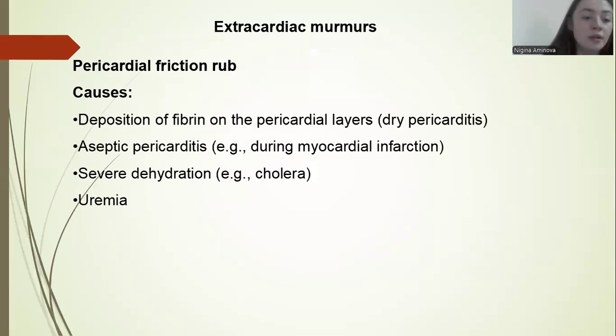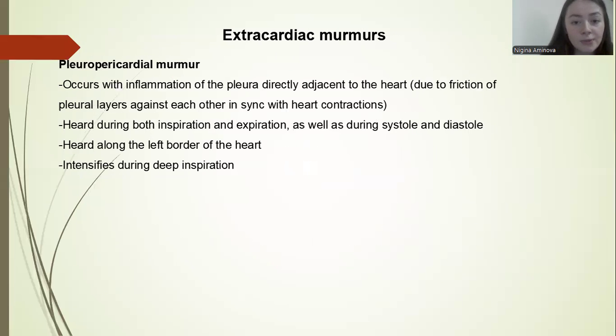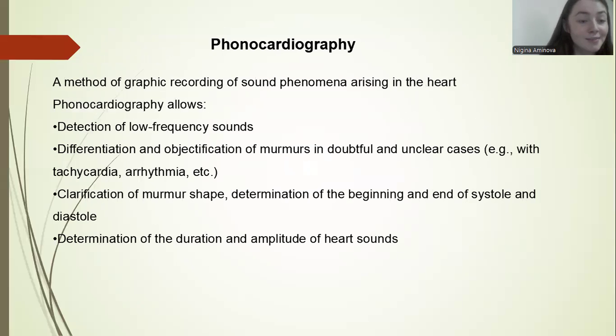Extracardiac murmurs can be pericardial friction rub, and they are caused by deposition of fibrin, aseptic pericarditis, and severe dehydration and uremia. I think this is all for today, and see you next time.